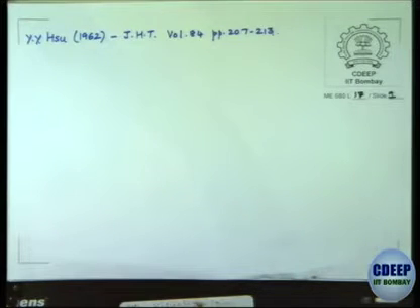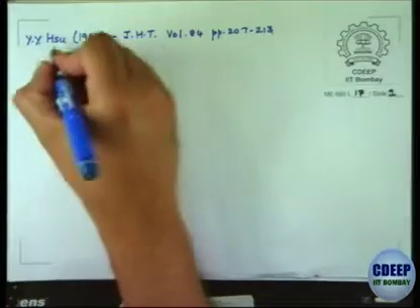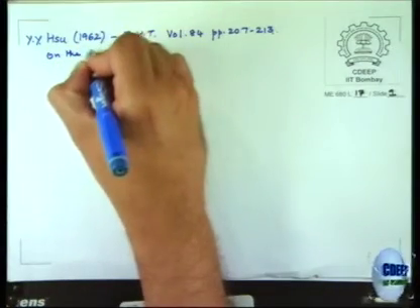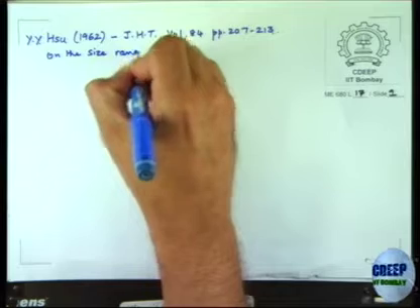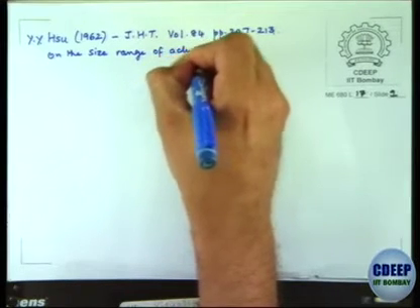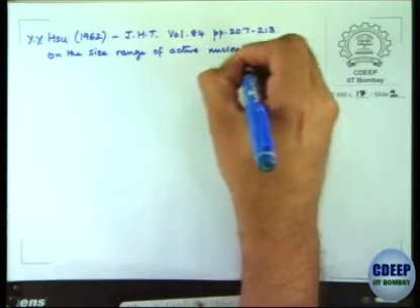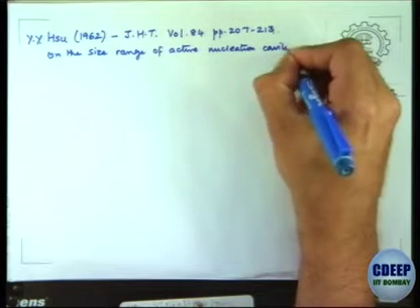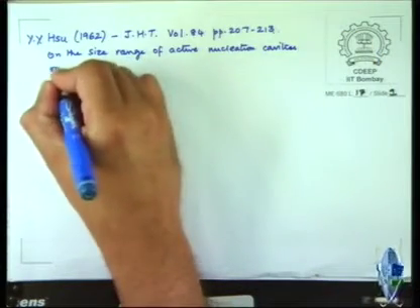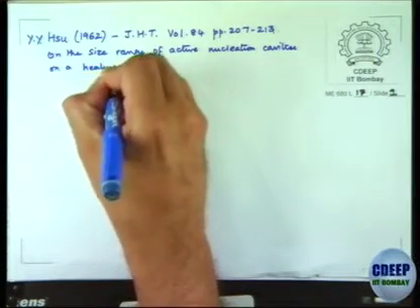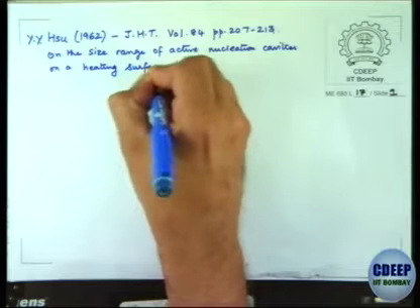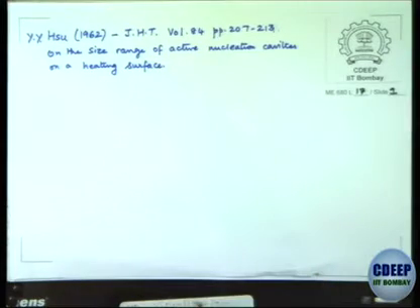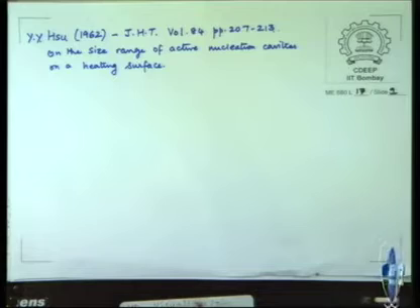So this is 1962, and the name is On the Size Range of Active Nucleation Cavities on a heating surface. Okay, so this is the one which we will try to see. So a couple of small terminologies which you might come across.